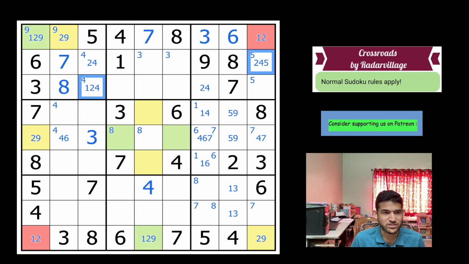This is such a beautiful logic. I can eliminate 4 from both of these cells. And now look at this box. 4 has only one possibility in here.